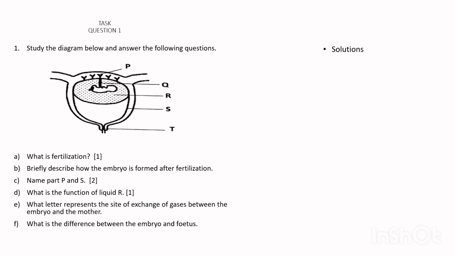Question 1. Study the diagram below and answer the following questions. A. What is fertilization? B. Briefly describe how the embryo is formed after fertilization. C. Name part P and S. D. What is the function of liquid R? E. Which letter represents the site of exchange of gases between the embryo and the mother? The last one, F. What is the difference between the embryo and the fetus?